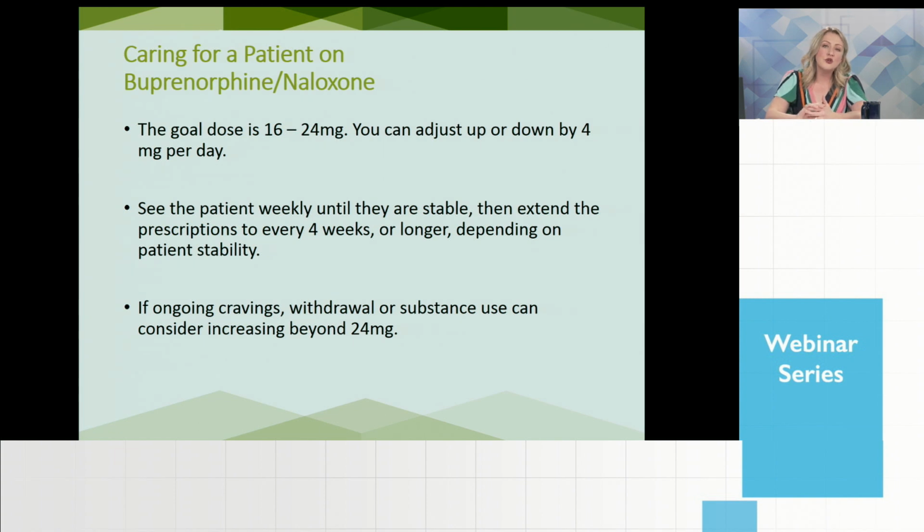So your goal dose is going to be about 16 to 24 milligrams. You can go up and down by that, or by 4 milligrams per day, depending on how people are feeling. I would say see the patient weekly until they're stable. You're going to realize that they stabilize pretty quickly, and then you can move on from there.